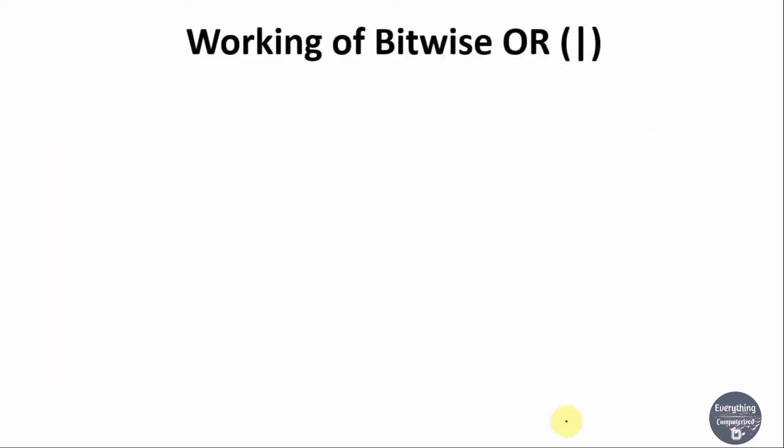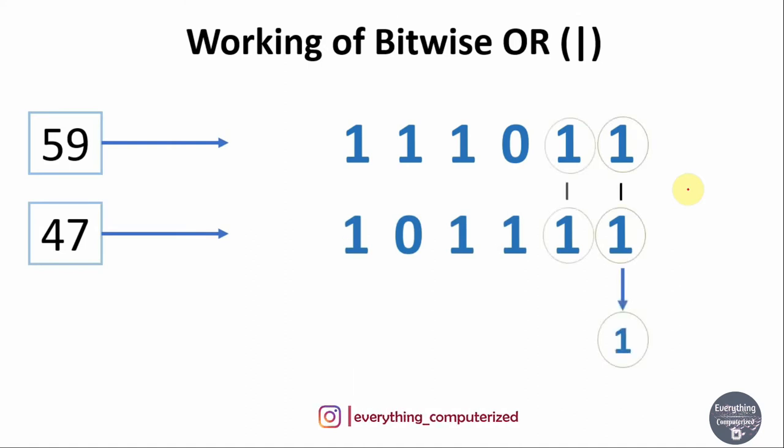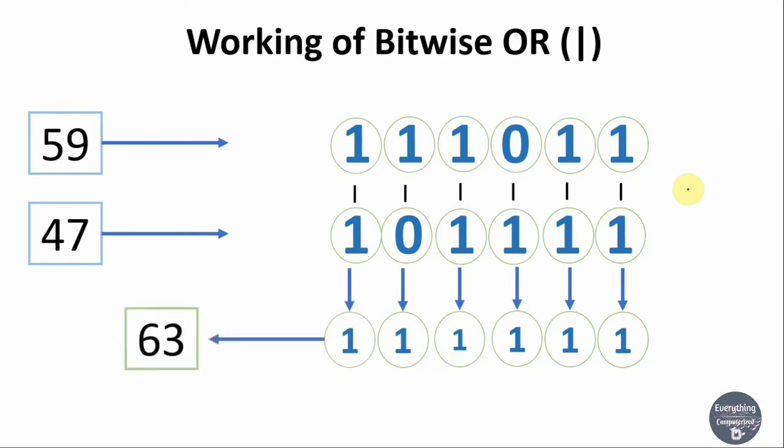Let's now take a look at the working of the bitwise OR operator. So as usual, 59 and 47 are converted into their binary equivalents, and the corresponding bits are operated upon by the logical OR operation. So beginning from the last, 1 or 1 becomes 1, 1 or 1 becomes 1, 0 or 1 becomes 1, 1 or 1 becomes 1, 1 or 0 becomes 1, and then 1 or 1 becomes 1. So this is the final binary result, which is again converted back into 63.